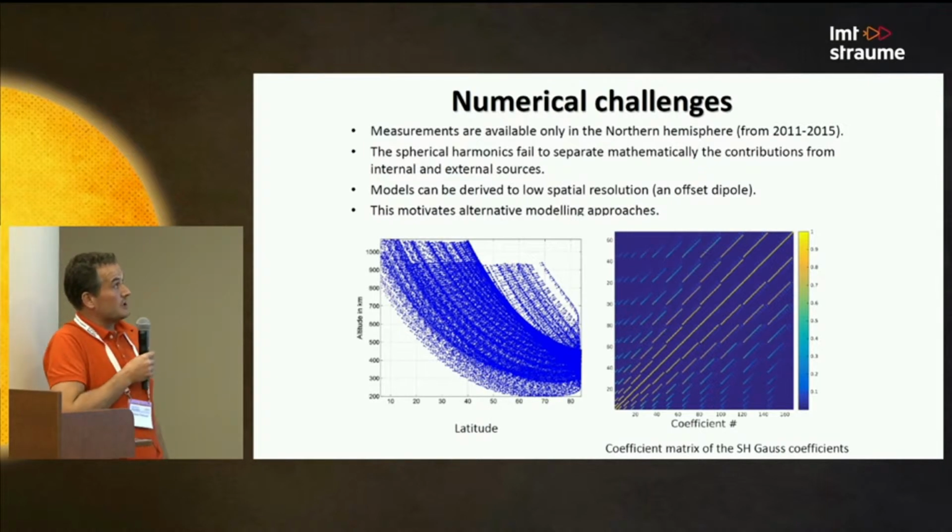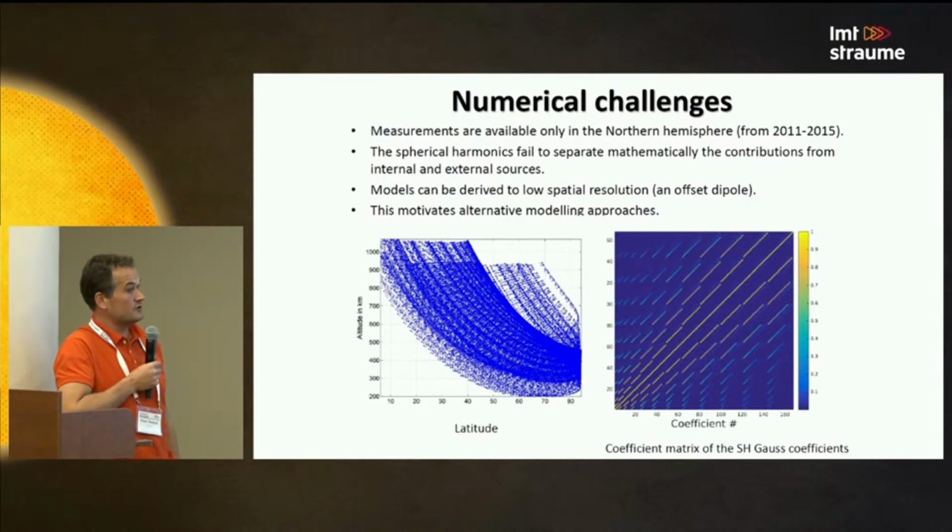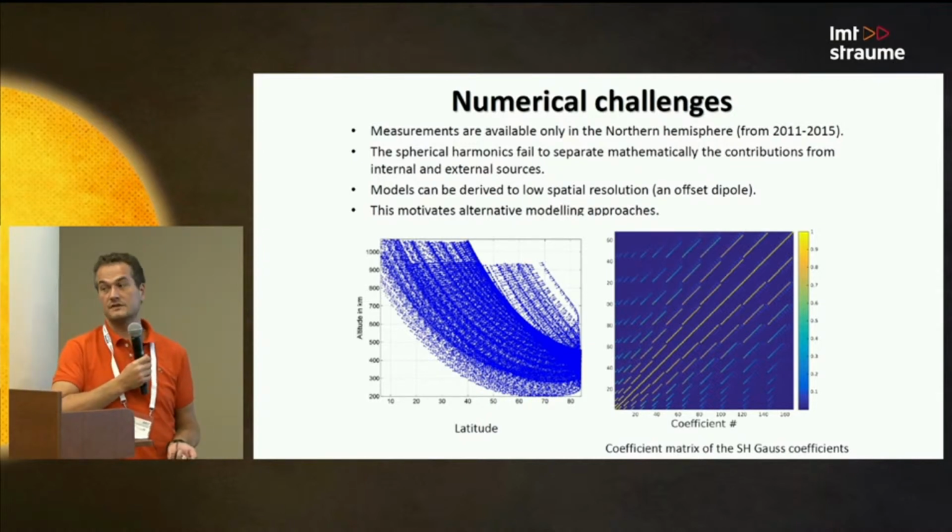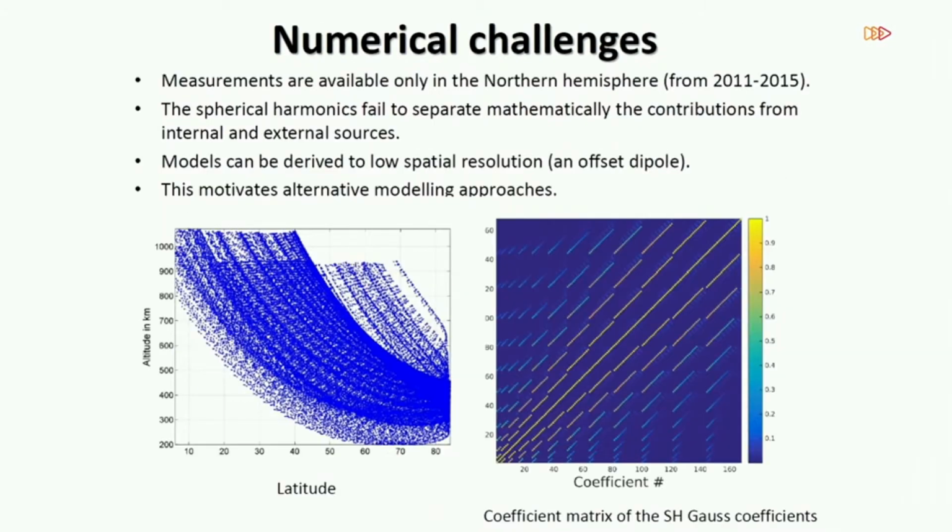So here are the numerical challenges. As I said, we have measurements only in the northern hemisphere. So spherical harmonics, which are global functions, cannot separate internal from external fields. You have a lot of covariance between the coefficients. This is illustrated here. If you just make a matrix of the spherical harmonics, you see that each time you add a new coefficient, it will covary with others. So it makes things very difficult when you want to study one coefficient or extract one coefficient from the others. Here I'm talking about this quadrupole-dipole ratio because both are correlated in fact.